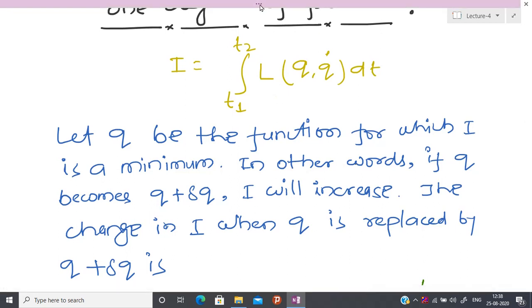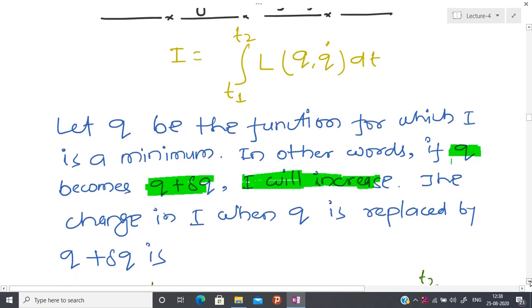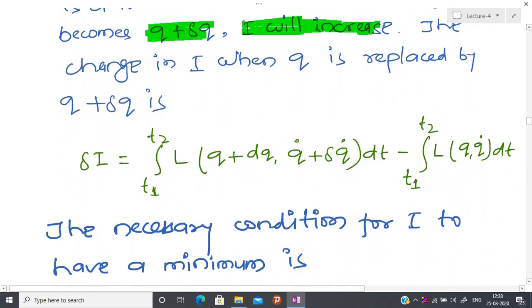First, I am going to change the position of the object q to q plus delta q. And if you do this, then since I am considering the energy, here I is going to increase. Now I am going to replace q everywhere by q plus delta q. So obviously the rate of change of this is q dot plus delta q dot.